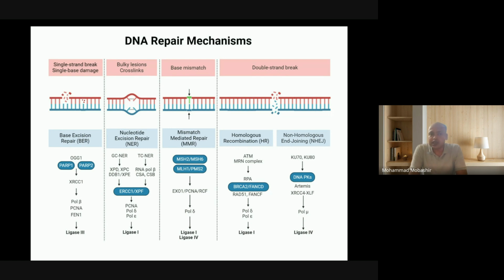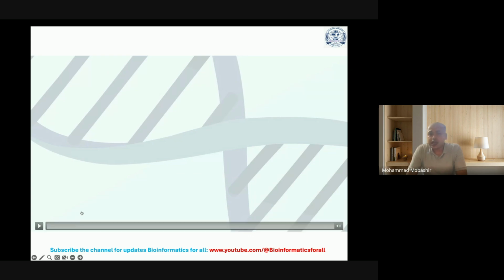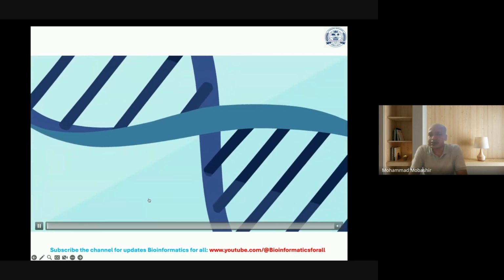Now, the mechanism of DNA repair we have discussed already. For example, here, single strand break, single base damage, bulky lesions, cross links, base mismatch, then double strand break. So there are well-defined pathways for each of these mechanisms, and you can also read review articles regarding DNA damage and repair mechanisms in detail. Now, this is another video which presents the details of DNA damage and repair.